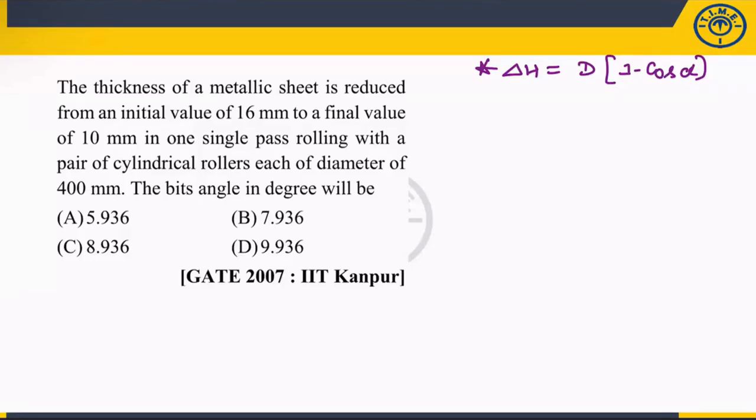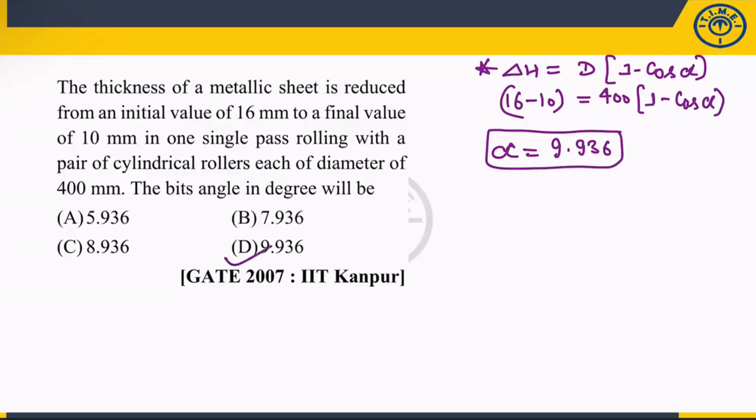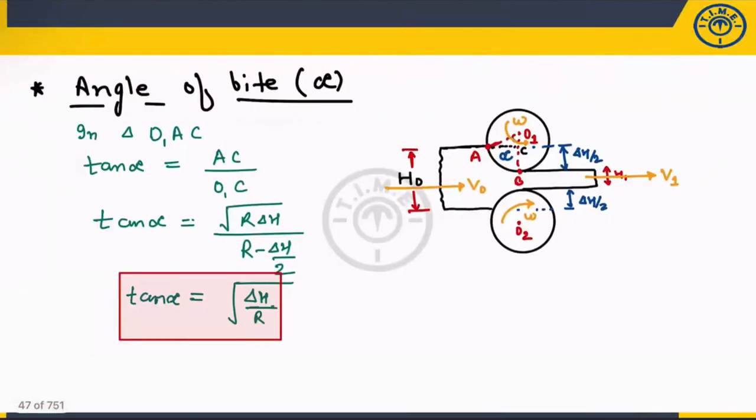9.936. So delta H can be calculated as 16 minus 10. This is 400 times (1 minus cos alpha). Then you will get the alpha value as 9.936. First type of problem: what will be the bite angle?